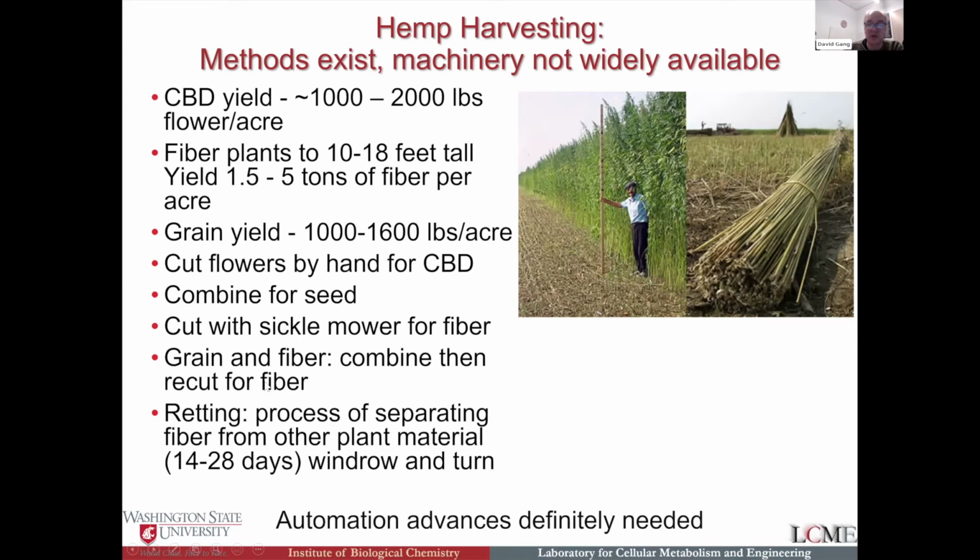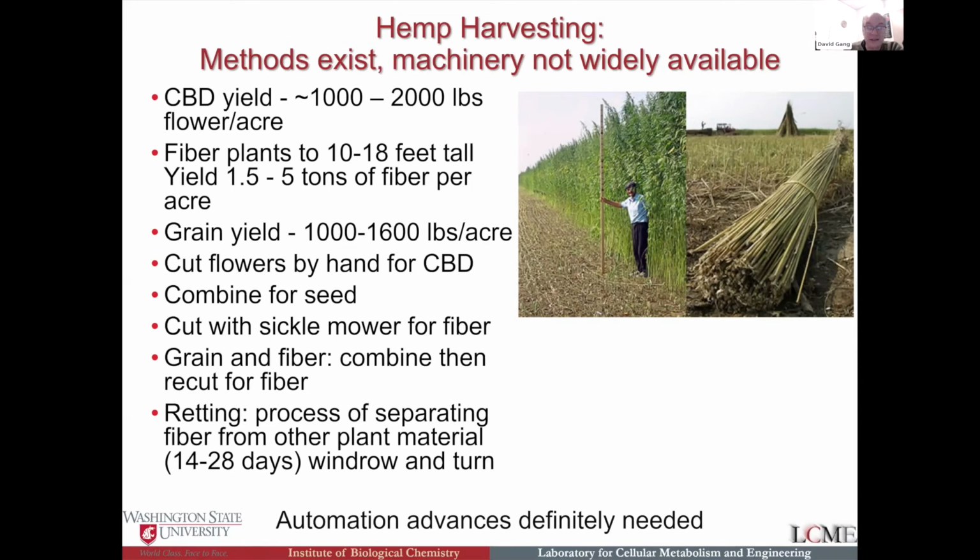If you're going to grow it for fiber, you're going to want something like a sickle mower. Grain and fiber together, you're going to combine it and then do something like a sickle mower. If you're growing for super high quality fiber applications like textiles, you're probably going to want to have a retting system involved. A lot of this is going to be helped by automation, by equipment.